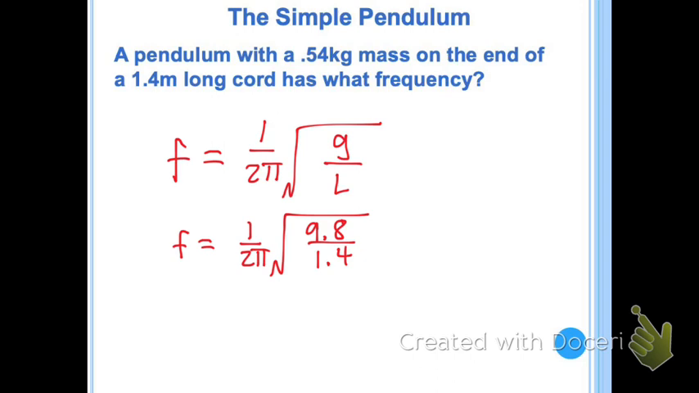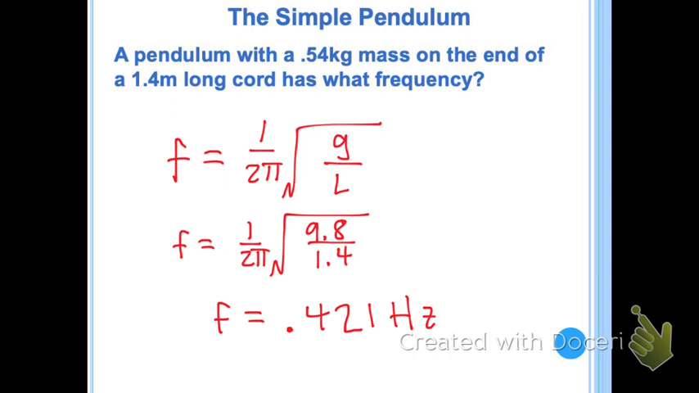And then I'm just going to work from the inside out with that equation. So I'll go ahead and do the inside of the radical first: 9.8 divided by 1.4. I'll take the square root of that. And then you have to multiply it by 1 over 2 pi. Or if it's me, I'm just going to divide by 2 pi, right? I'm going to divide by 2, divide by pi, or divide by parentheses 2 pi, however you want to do it. But I here get a frequency of 0.421 hertz. So run that through. Make sure you're getting the same thing in your calculator.